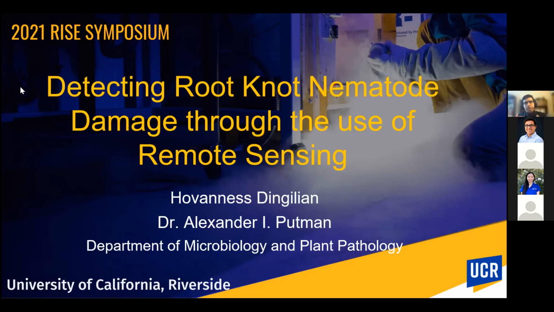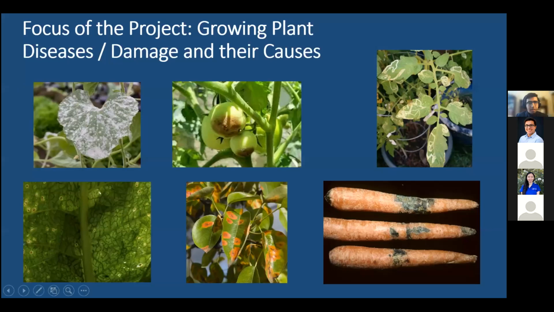So, when it comes to plants, there are many diseases and a lot of damage that happens. But the thing is there are very different causes. Some are fungi, some are bacteria, some are viruses, and others can be caused by another group, the unsegmented roundworms. And that is what our focus is going to be for this project. We are going to look at a specific one, which is the root knot nematode.